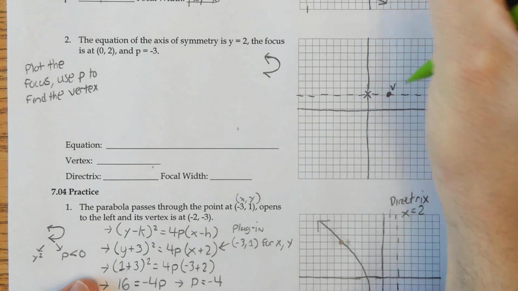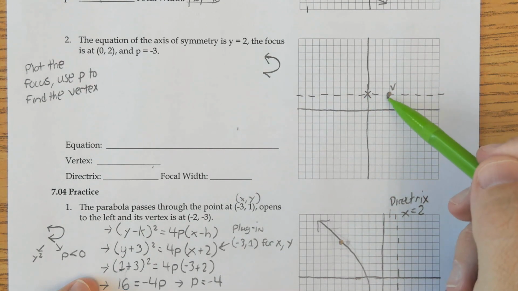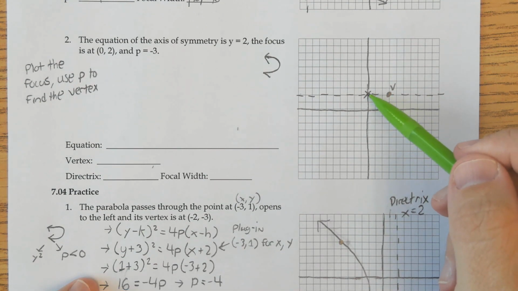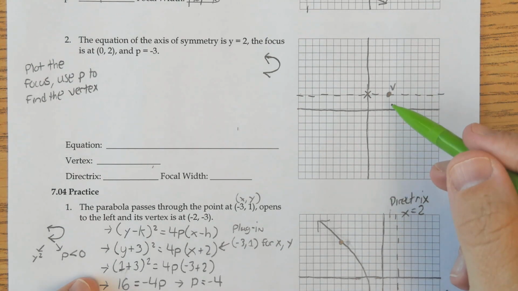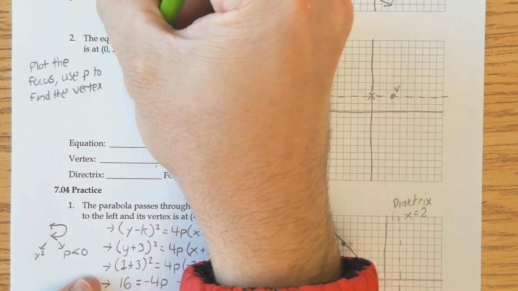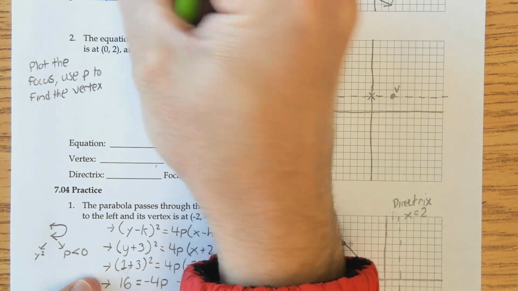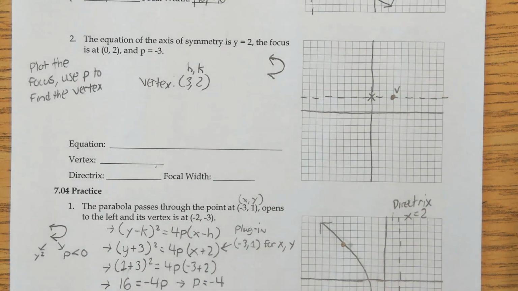There's my vertex. Because if normally I was given the vertex and a -3 p, I would go then from the vertex 1, 2, 3 to the left, and that's how I would graph the focus. So what is this point then? My vertex then is what? Let's see, it's 1, 2, 3, up 1, 2. So the vertex then is at 3, 2, which then that is h and k. So now that we know that the parabola is opening to the left, we know it's y squared, we have h and k, and we have p, we can go ahead and write our equation out now.